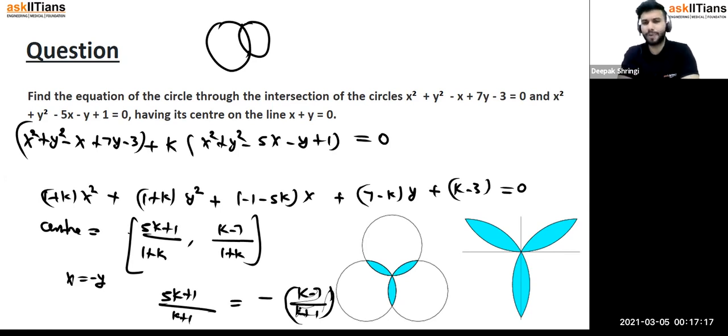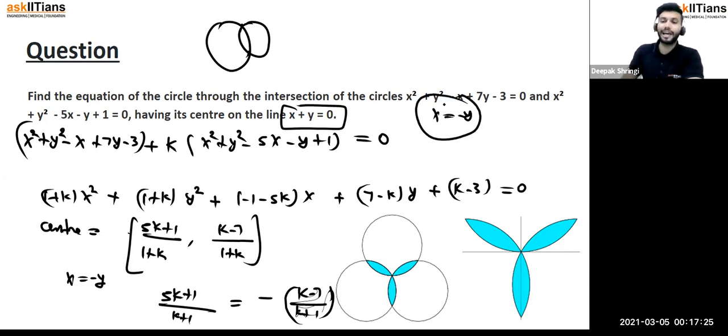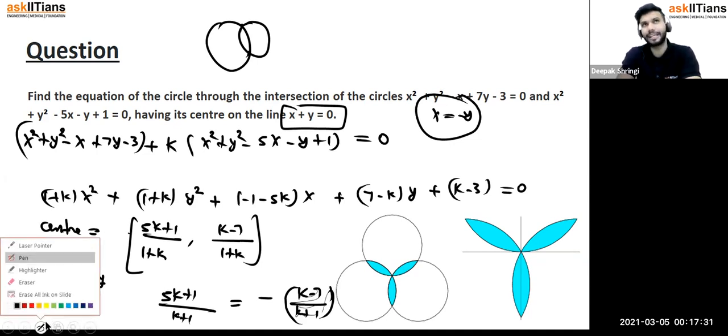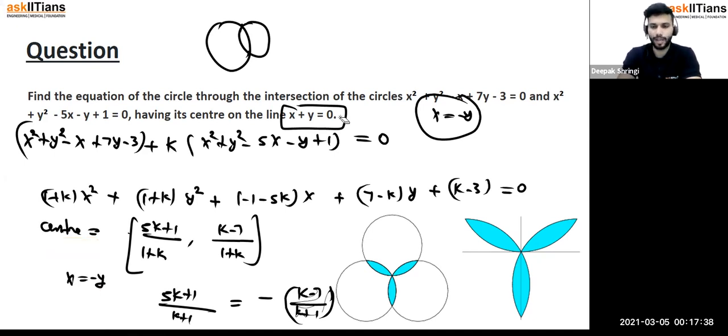Why am I saying x equals minus y? Because it is given to me. Look at this, the center lies on the line x plus y equal to 0. I can write x plus y equal to 0 as x equals minus y. The center is lying on the line, so basically, x and y are equal in their values, but different in their signs, because x is coming as minus of y. So what I did is I did the same thing.